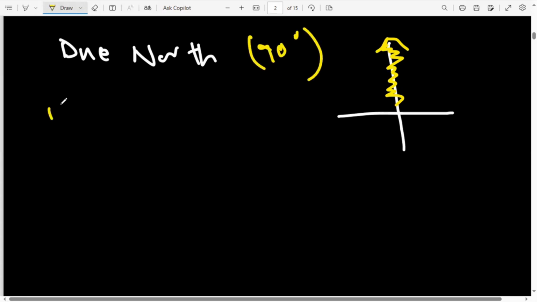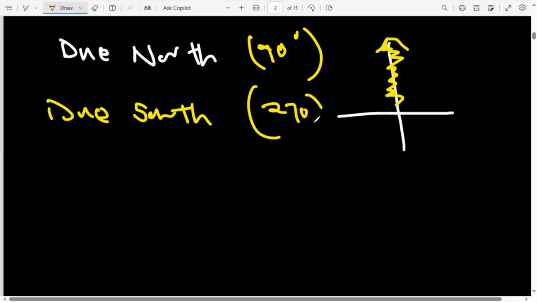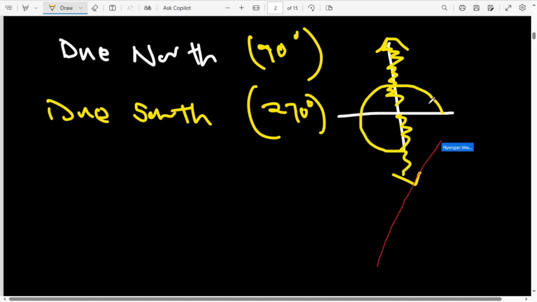And then let's say due south. Due south means 270 degrees. It means your vector is starting from this point and going like that. Remember I said you always read the angles from the positive x-axis. So if I start from this positive x-axis all the way around to here, you realize that the angle that I'm getting there is just what?